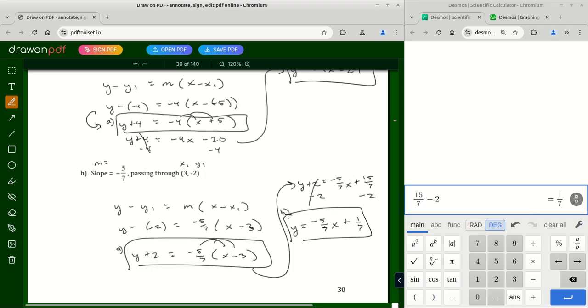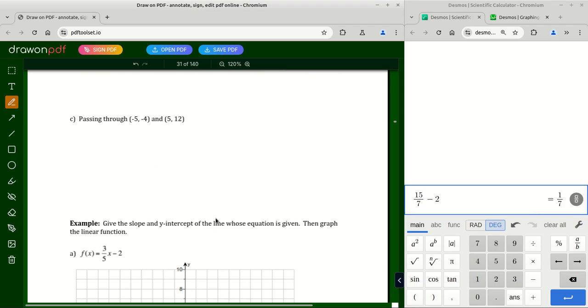All right. Do it again. And we got to do it again, this time with finding the slope first. So 12 minus the -4, over 5 minus the -5. So I got 16 over 10. Reduce it down. Is it 8 over 5? You trust me on that one? Anyways, so that's my slope.